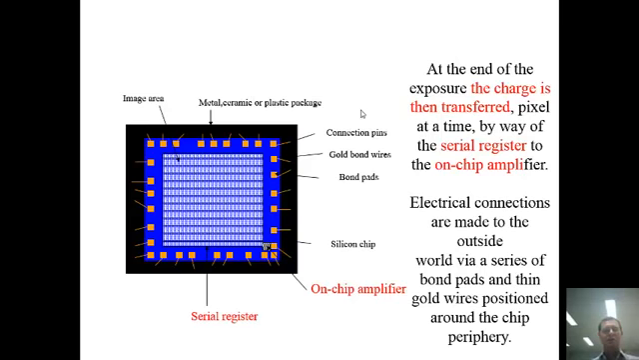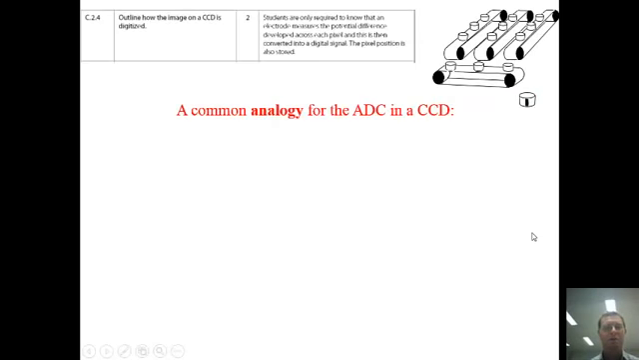So the electrical connections are made to the outside world via a bunch of bond pads and thin gold wires positioned around the outside. Okay, so that's how we access the information. We take away the charge. I'm going to use an analogy to show how this works.